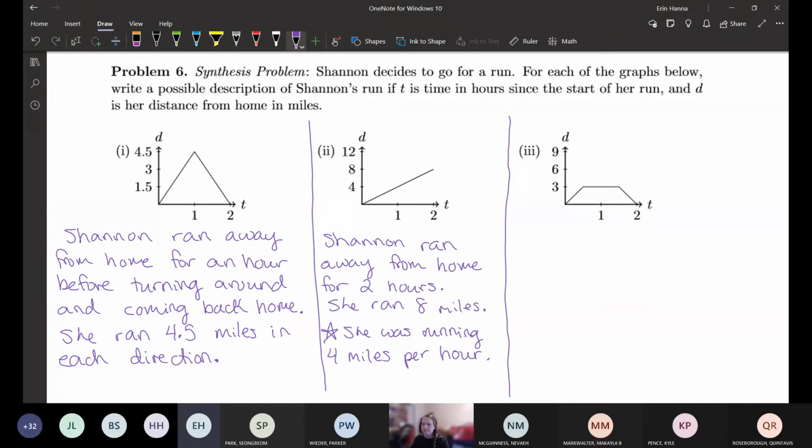So for this third one, let's see what some people wrote down for that one. Shannon runs 3 miles for the first hour, then she takes a wee break and then returns home for the second hour. That's awesome. I like that. Cool. Who else did graph 3? I know a couple other people that probably just haven't gotten there yet.